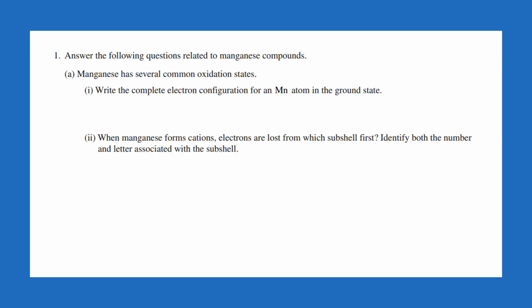So manganese has 25 total electrons, so if we write the complete electron configuration, we start at 1s, 1s2, and then 2s2, 2p6, 3s2, 3p6, then when we get into the next row, 4s2 and 3d5 to get to those 25 electrons for the ground state for manganese.